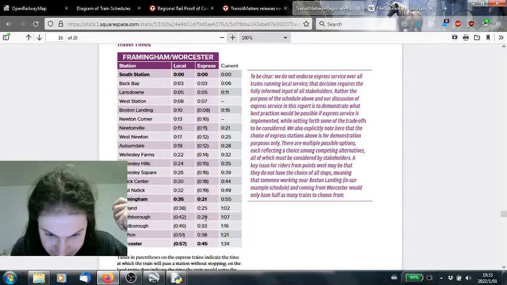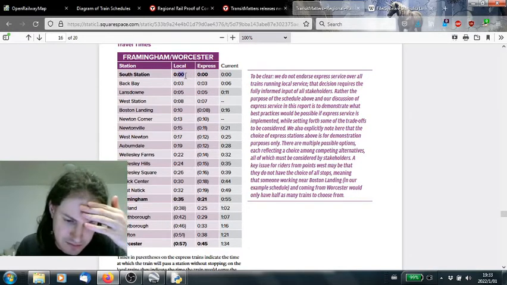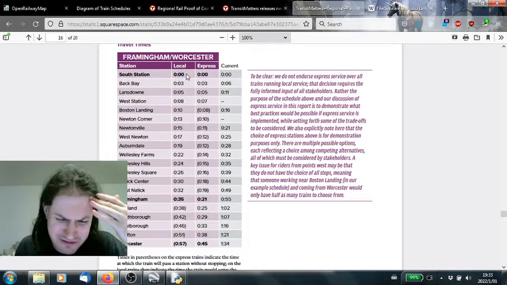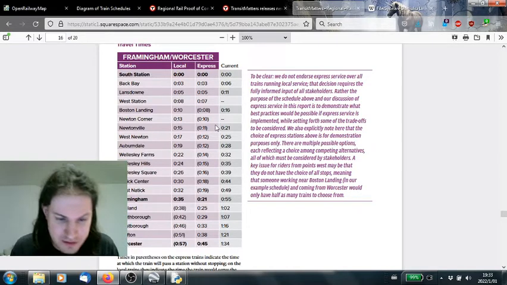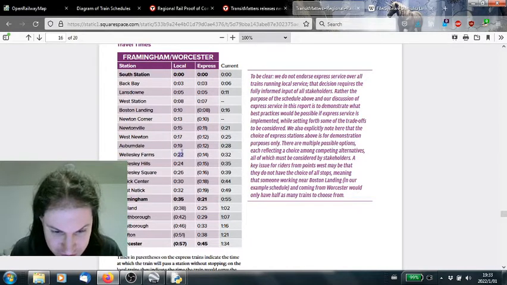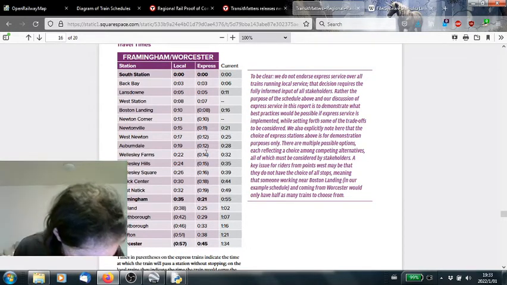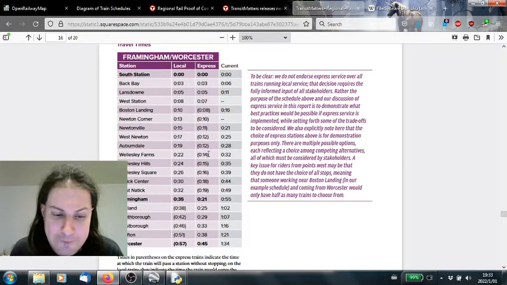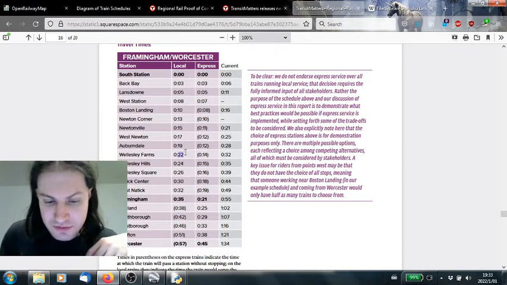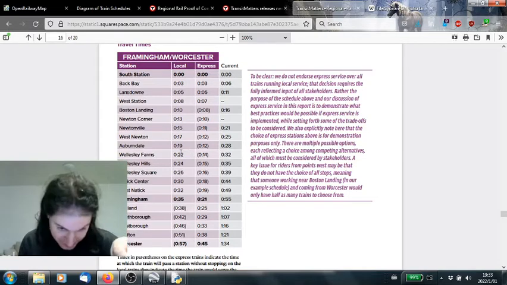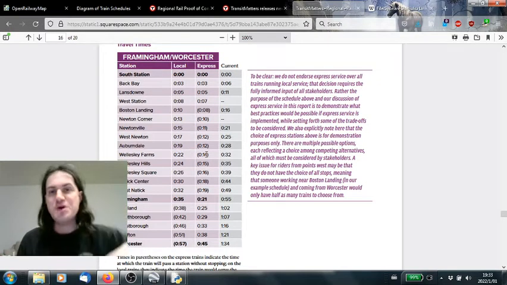So if you look at this, now we don't say what the offsets are. Now the offset should be local leaving, I believe, 4 minutes after the hour and express 11. And then 4 plus this is 26. 11 plus this is 25, so the overtake is going to be around Wellesley Farm. So the overtake is going to be here, and where's the overtake? We said about 25 to 26 minutes after the hour, which is amazing.